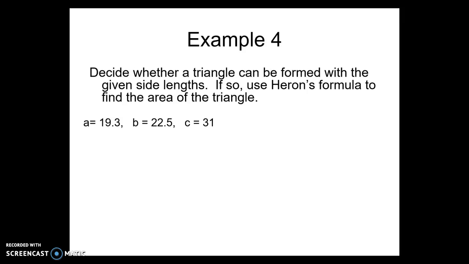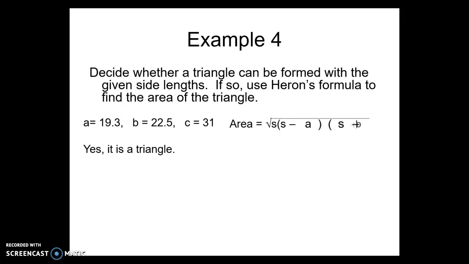Here's an example of Heron's formula. You're given the side lengths. The first thing you have to do is find the semi-perimeter, but before we even do that, the question's asking, is this even a triangle? How do we know if something is a triangle or not? To be a triangle, the two smaller sides always have to add up to be more than the third side. So just add 19 3/10 plus 22.5, and you know that's well above C. So that definitely is a triangle.